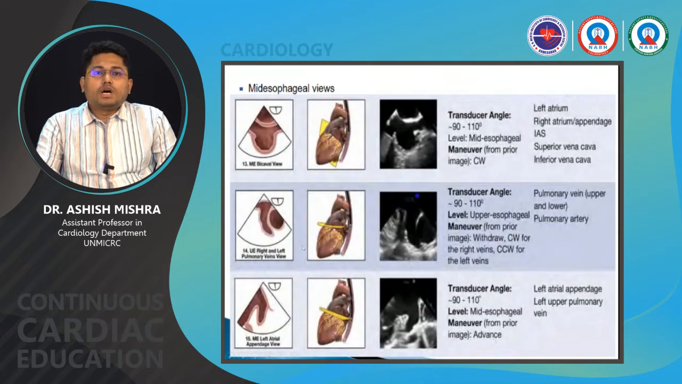Then we have the upper esophageal right and left pulmonary veins view, where with color flow we can see the red color flow in the pulmonary veins. Then we have the mid-esophageal left atrial appendage view, which is achieved by keeping the transducer angle between 90 to 110, maintaining the mid-esophageal position and slight advancement. This is very well deciphered over here, the left atrial appendage, and we can see the left upper pulmonary vein draining over here.